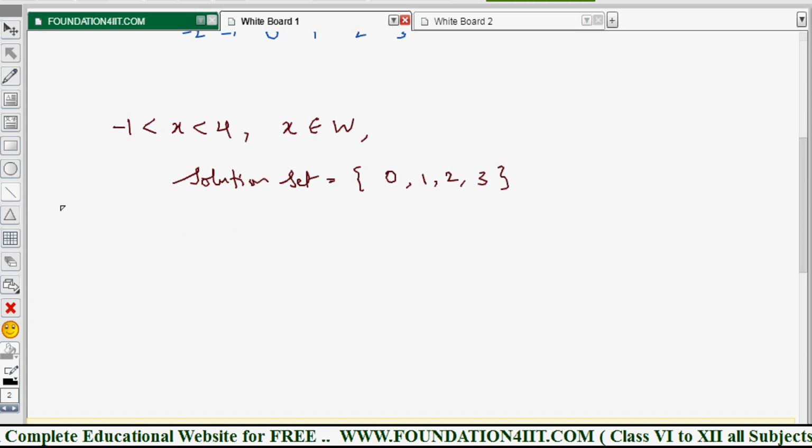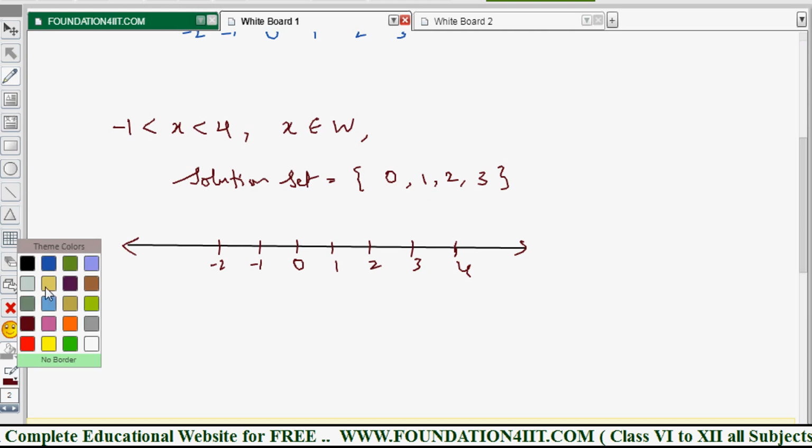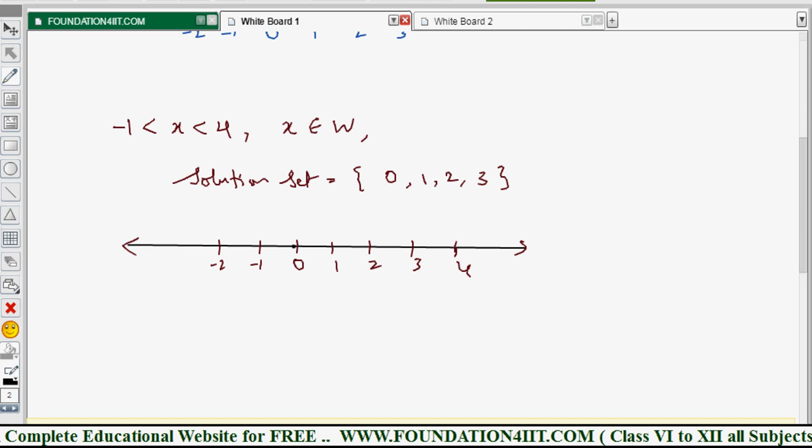Then this is also the same on the number line. If you represent it, 0, 1, 2, 3, 4, and so on on this side, and the left side is negative 1. Maintain the same distance when you are doing this. Only 0, 1, 2, 3 we need to bubble as points. So the solution set is 0, 1, 2, 3.